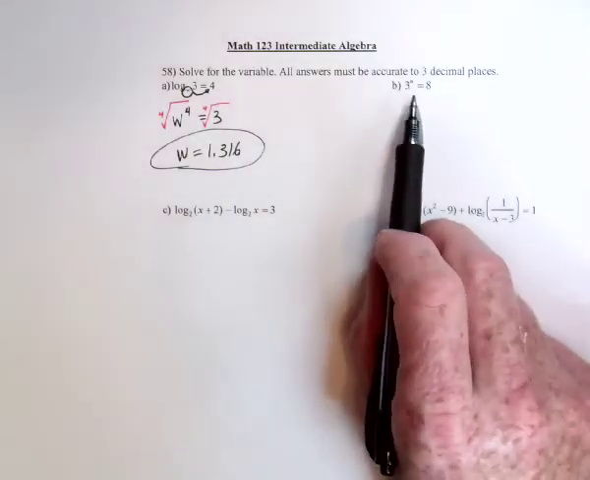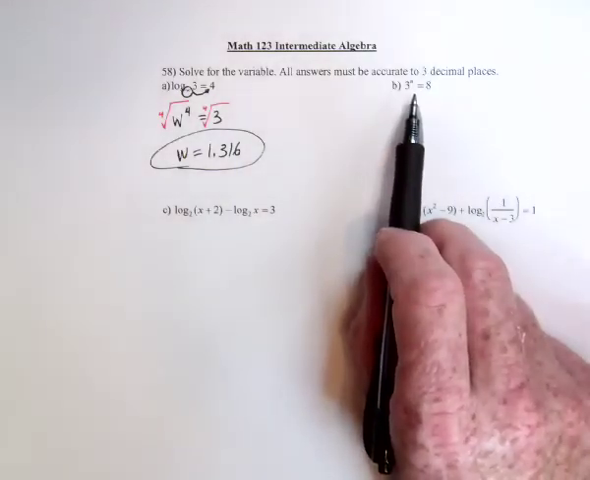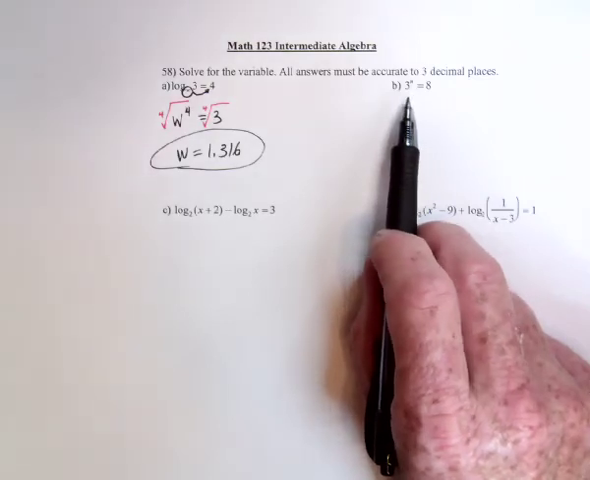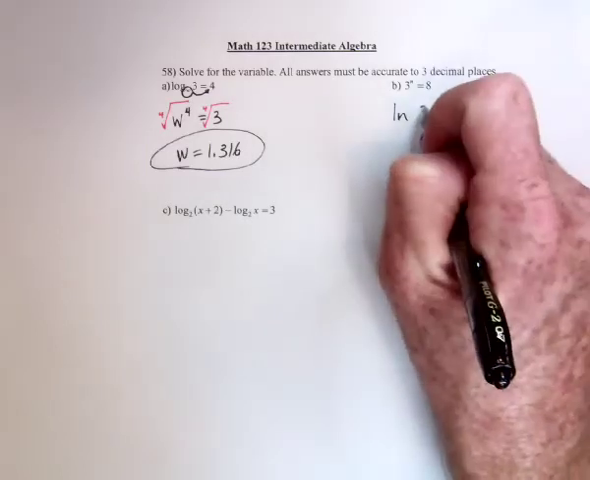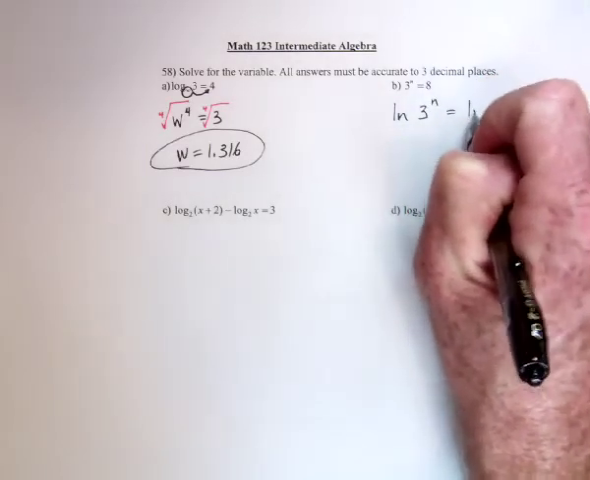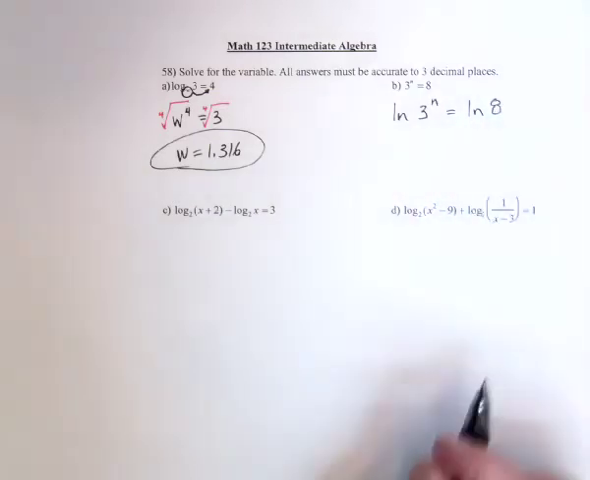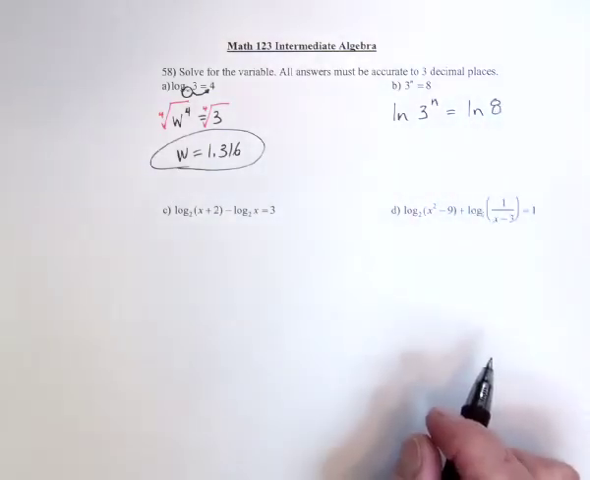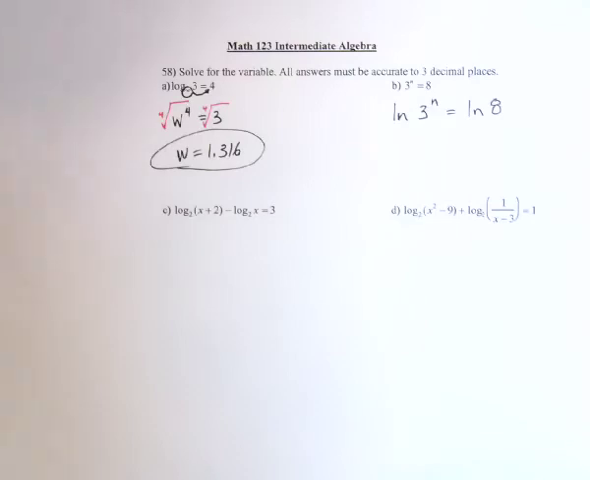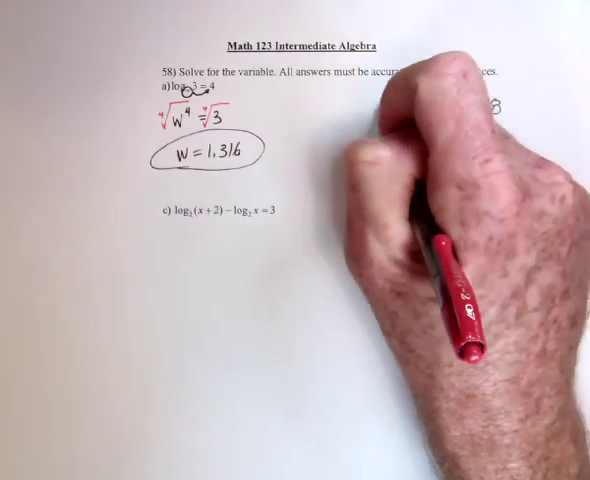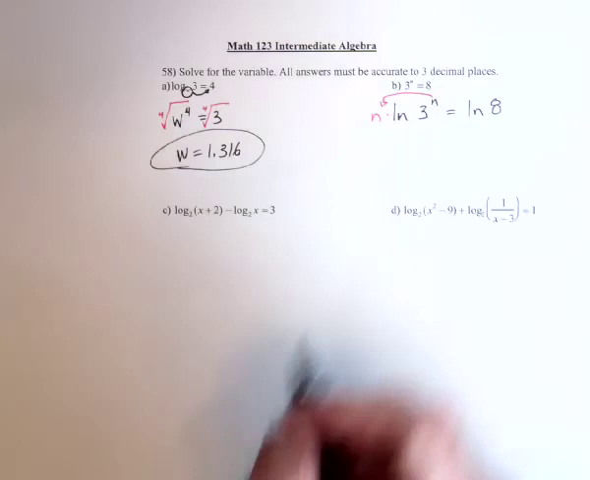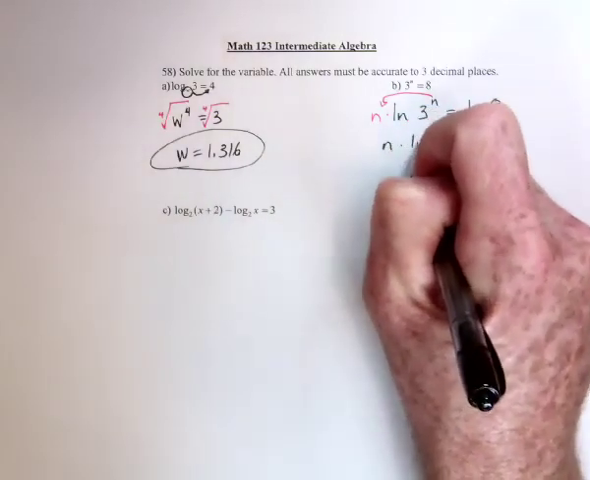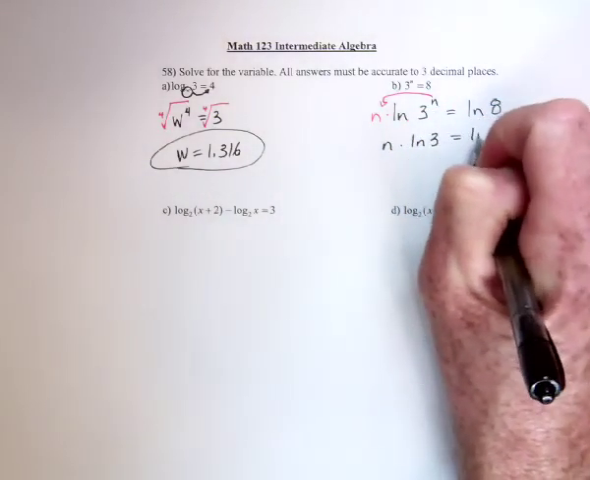In order to solve for an exponent, well, that's the whole job of logarithms. So what I would do in this case is take log of both sides, and you can use log base 10 or you can use natural log. I'll use natural log. And then use the rule from logarithms that says this exponent, you can bring it down and multiply right here. So you'd have an n times the log of 3 equals natural log of 8.